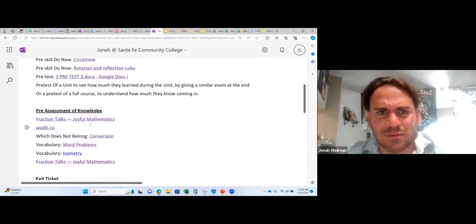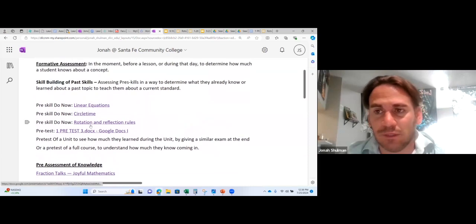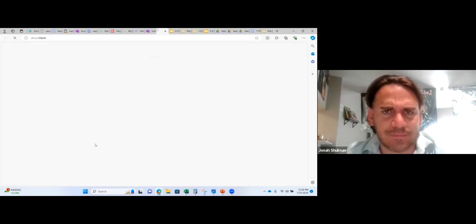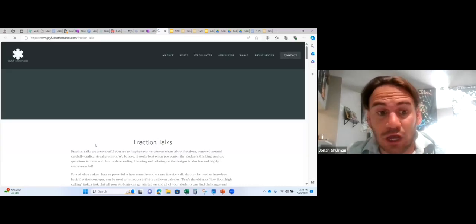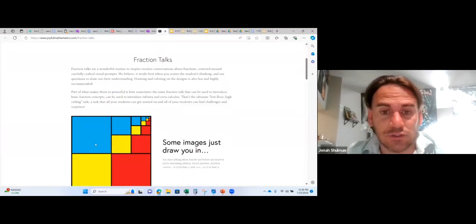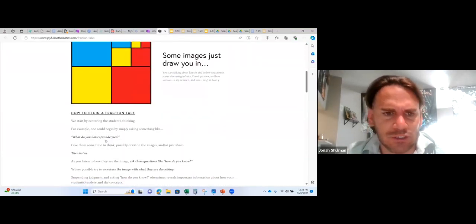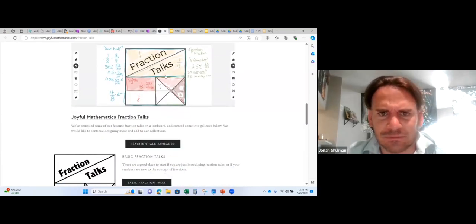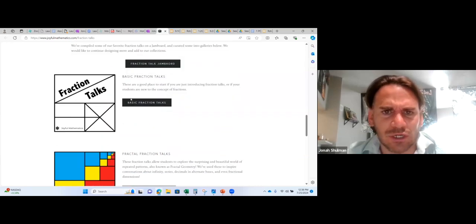So another pre-assessment I do, which is kind of just me formally assessing in the moment, is fraction talks. I like fraction talks a lot. You show them a fraction and then you ask, what do you notice or see? And you could ask them a bunch of questions.